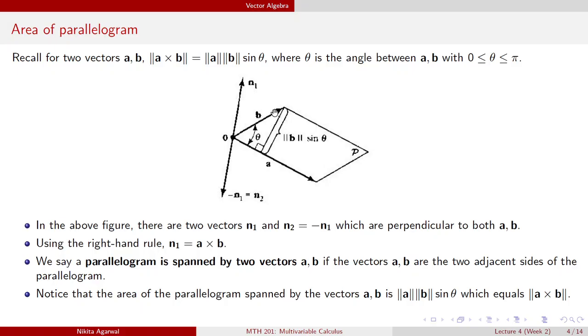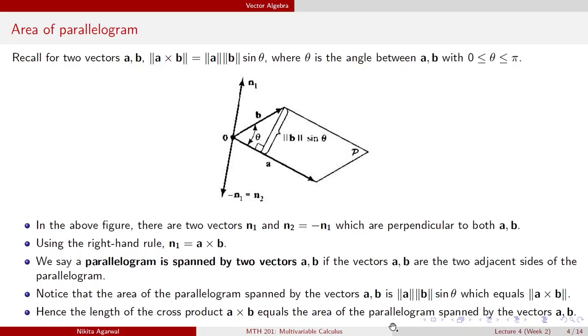And we just noticed that the area of this parallelogram is norm A, norm B sine theta, where norm A is the length of the base and norm B sine theta is the length of the height, and this equals the norm of A cross B, which we saw in the previous slide. So what does the length of the cross product signify? It is nothing but the area of the parallelogram which is spanned by the vectors A and B. Hence, the length of the cross product A cross B equals the area of the parallelogram which is spanned by the vectors A and B.